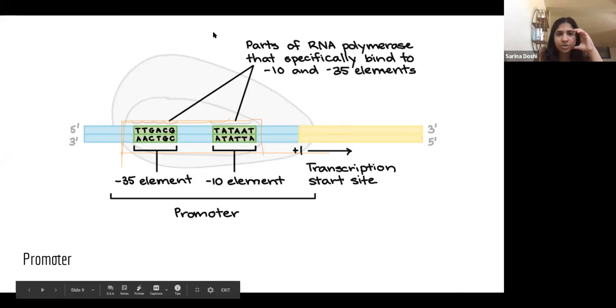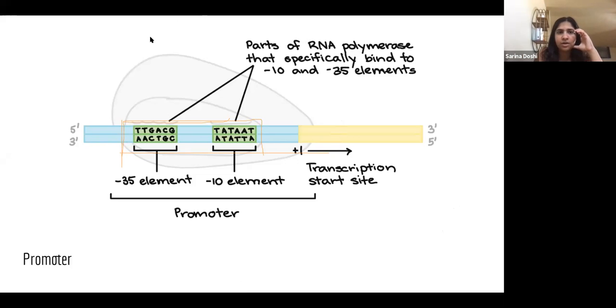Okay, so transcription, we know, moves according to the diagram this way. So this whole section is your promoter. RNA poly will bind to the promoter, and then it'll start moving in this direction. And can somebody tell me which strand of DNA the RNA polymerase will be transcribing? Hint, check the 3' to 5'.